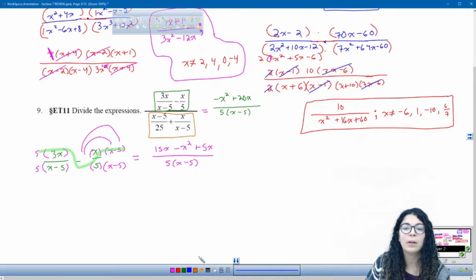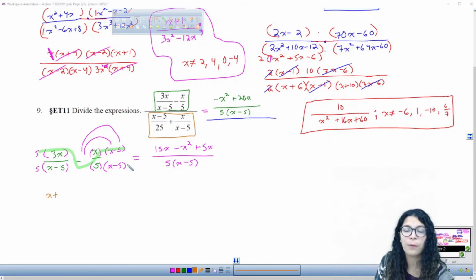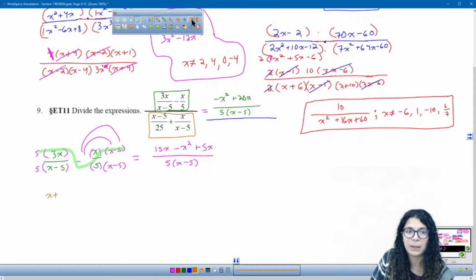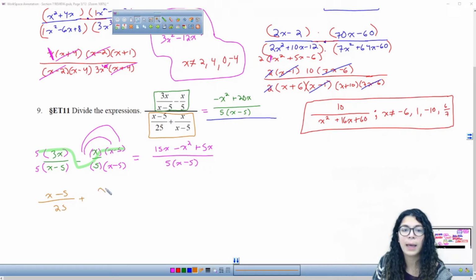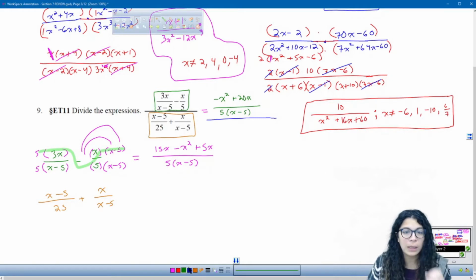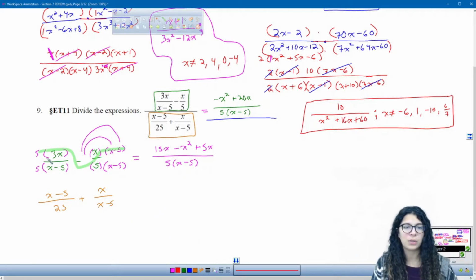Okay, now I need to do the same thing with the denominator. I need to figure out what this denominator is as one fraction. Oops, I wrote plus 5 when it's minus 5. So x minus 5 over 25 plus x over x minus 5. So again, same thing. We need a common denominator in order to be able to combine those two fractions together.